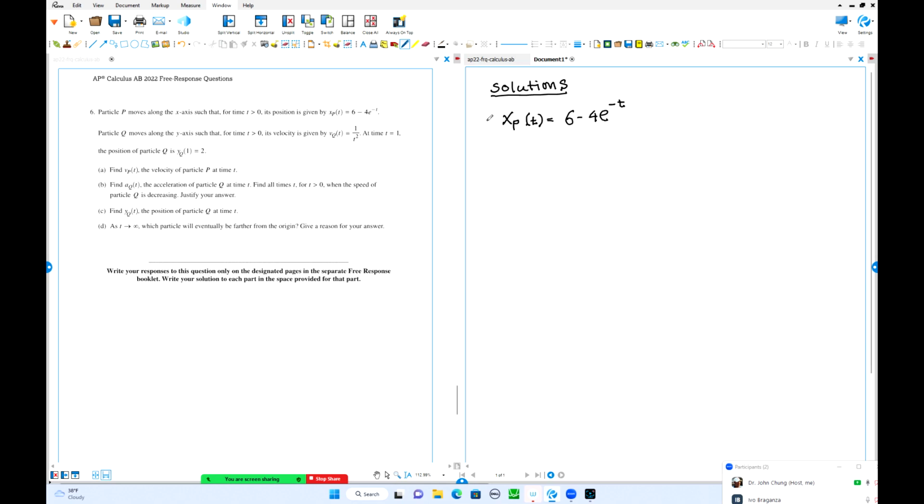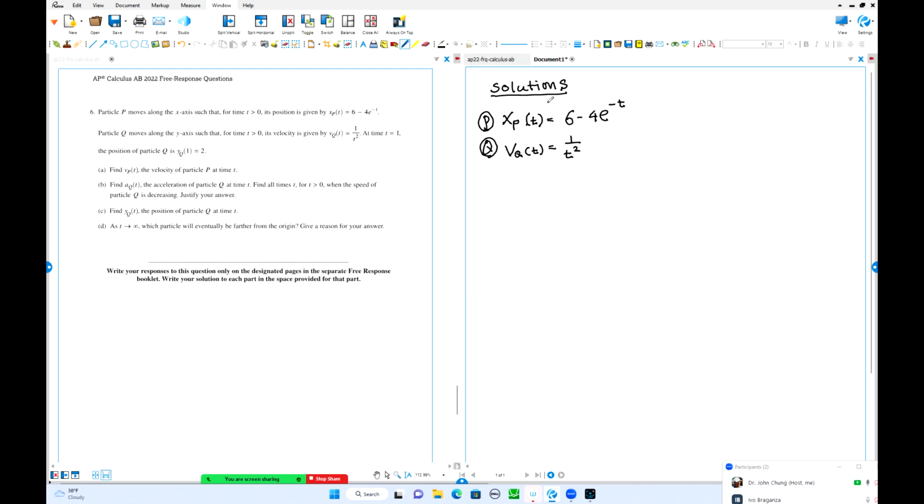Another particle, Q, over here. At this time, it gives us only the velocity. Velocity of Q at time t equals 1 over t squared.